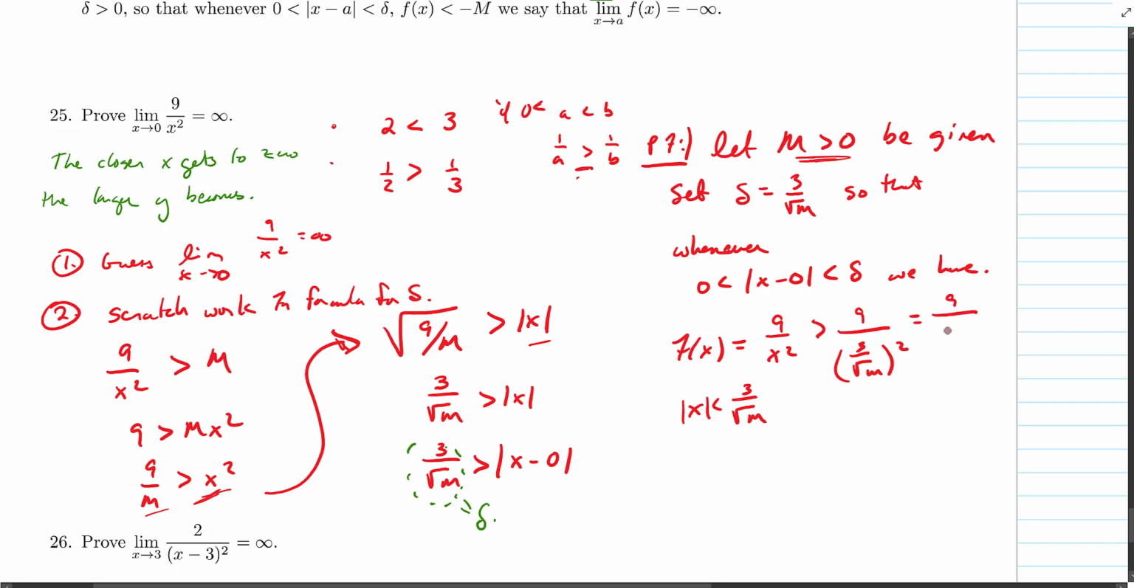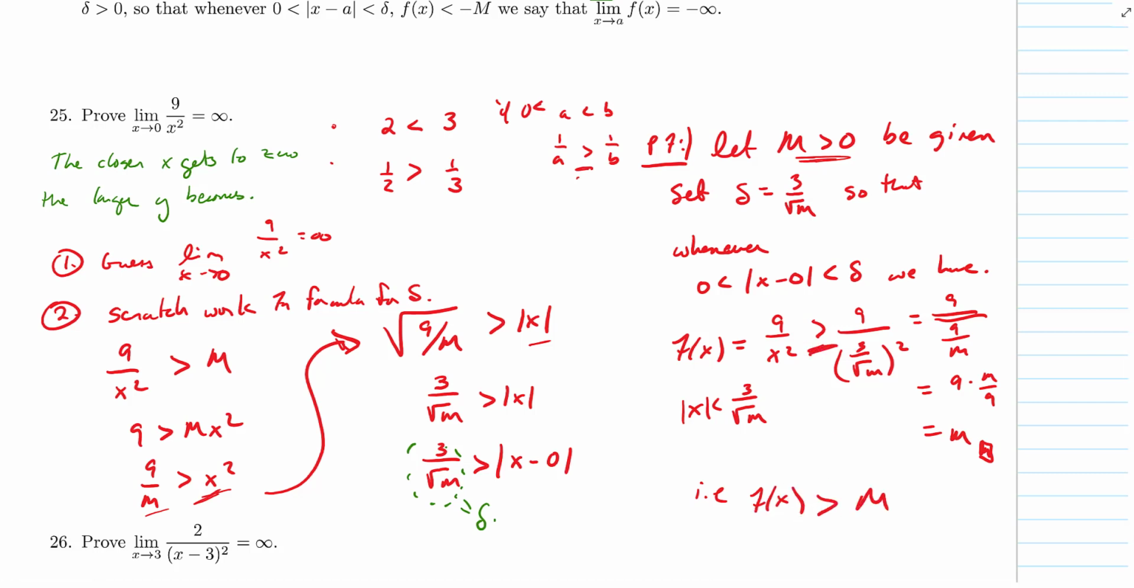We've got 9 over 9 over m in a fraction, and if we divide there, we get 9 times, multiplying by the reciprocal, m over 9, and we get m. So what have we just shown? We're done with the proof there, but let me just reiterate. We've just shown that f of x can be what? Made greater than m.